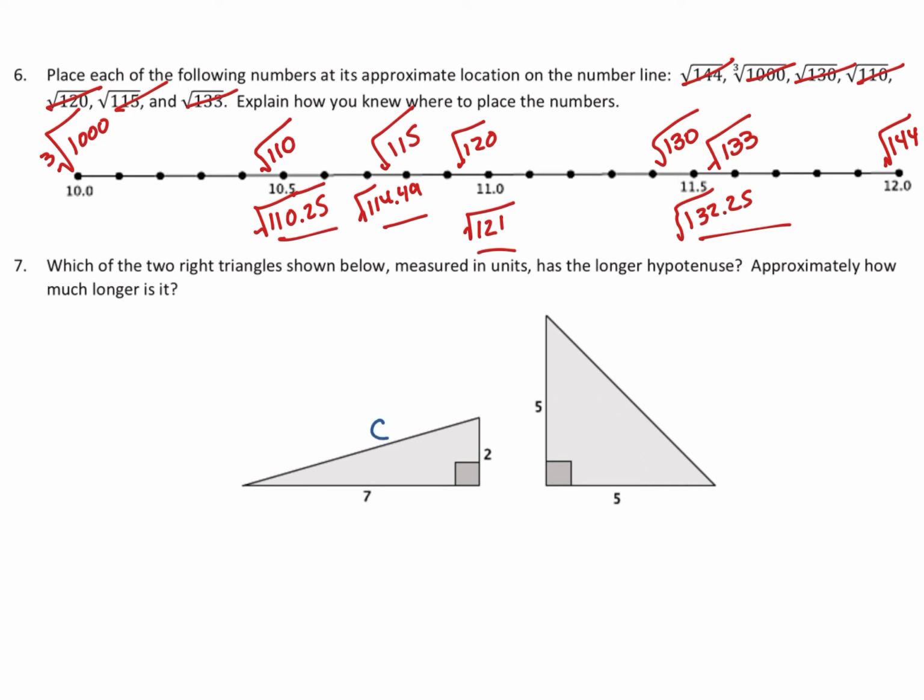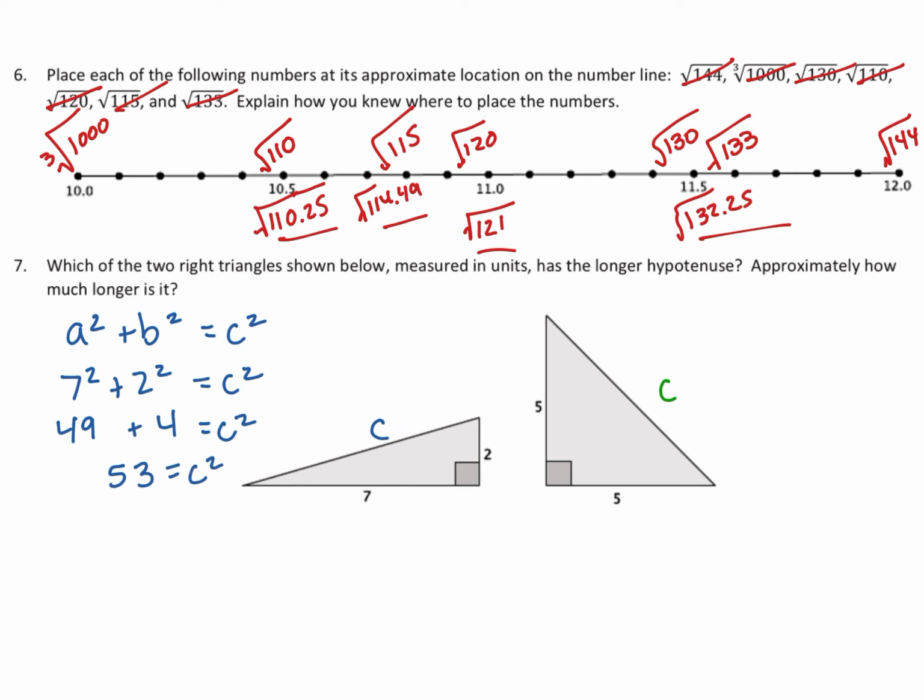For this next one, we are asked to determine which hypotenuse is longer. Remember, our Pythagorean theorem says a squared plus b squared equals c squared, and c is that hypotenuse. 7 squared is 49. 2 squared is 4. 49 plus 4 is 53. To undo a square, we use a square root, and the square root of 53 comes out to about 7.28.